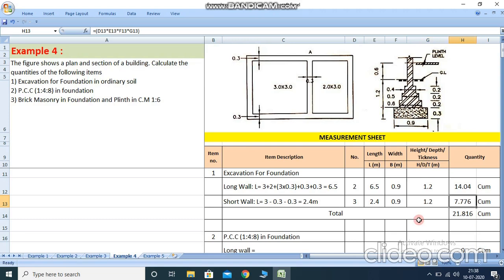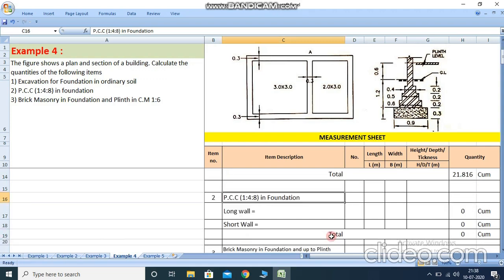So here the total excavation for the foundation is the summation of the long wall and short wall values, which is 21.816 meter cube. Clear? So it's the excavation for the foundation work.